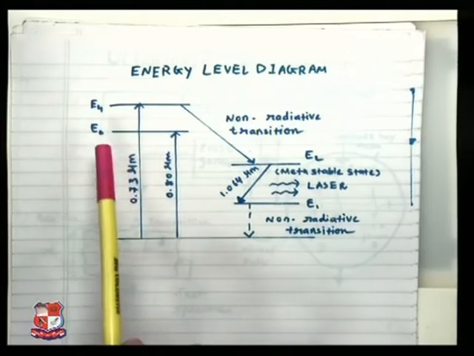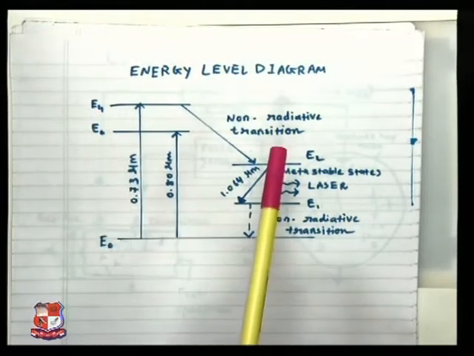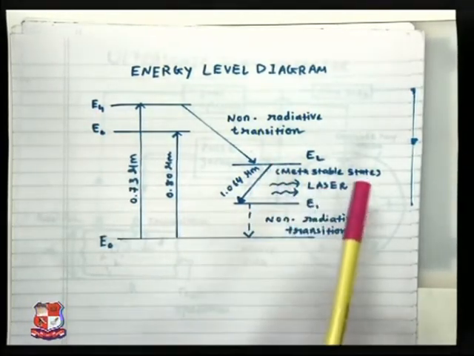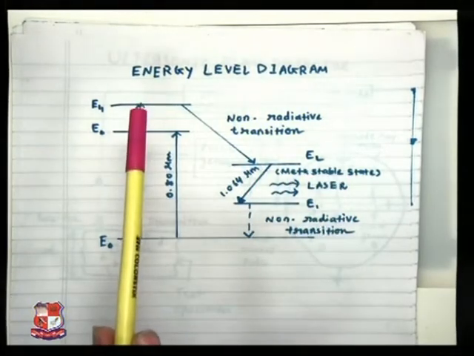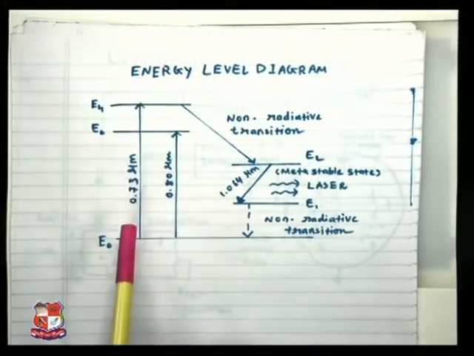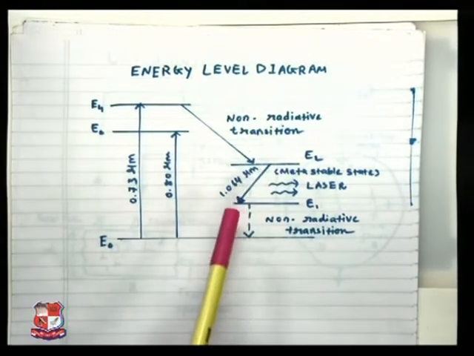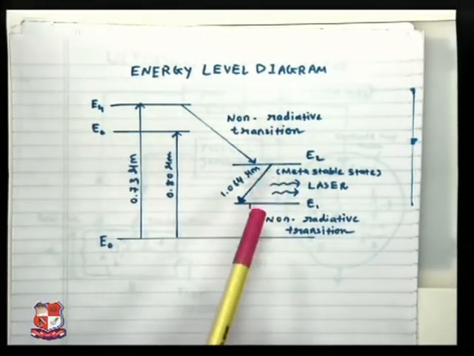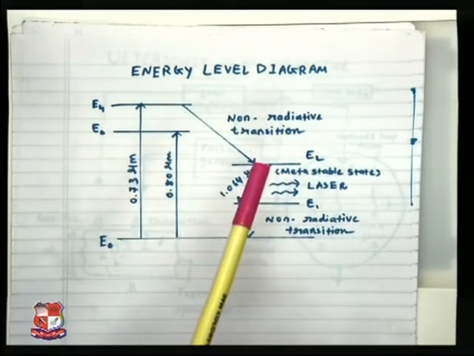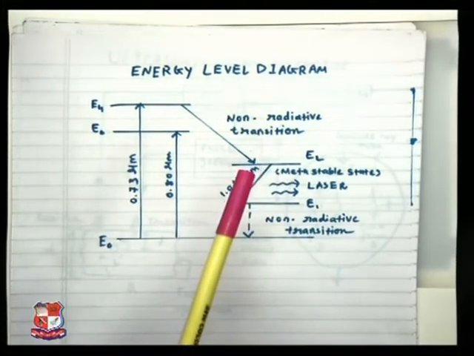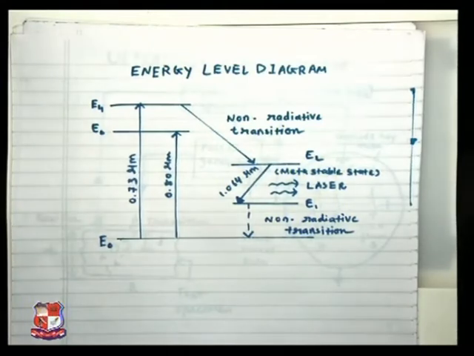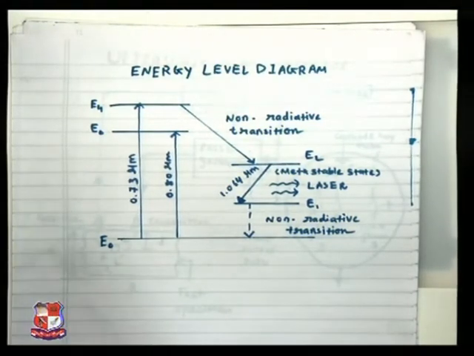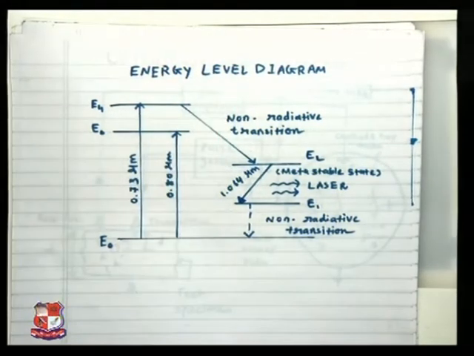This is the upper level E3, E4, and E2 and E1 represents the metastable state. This is the higher energy states or excited states. This is the ground state. This is the metastable state. We know that in the metastable state the ions or electrons have a long lifetime in comparison to higher energy states.